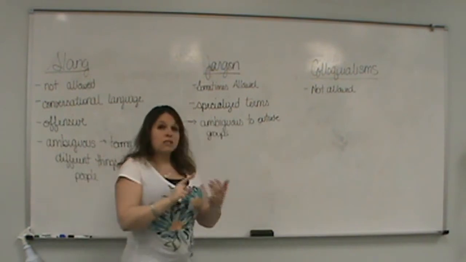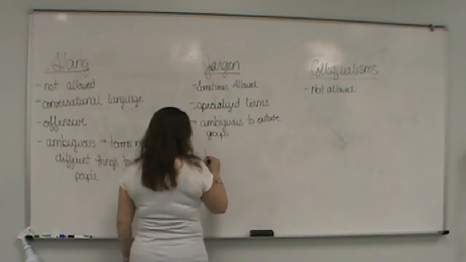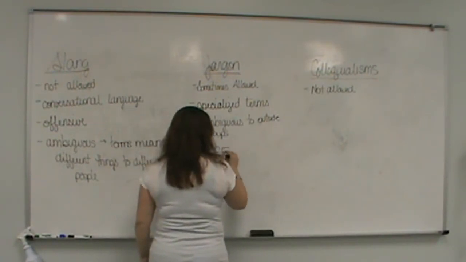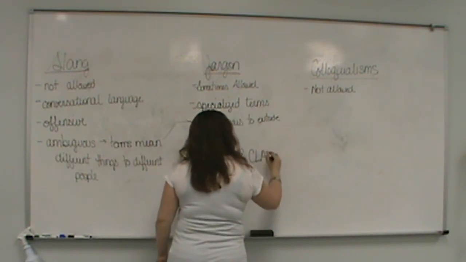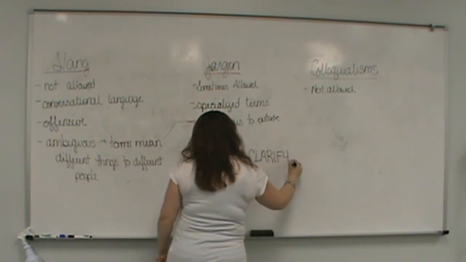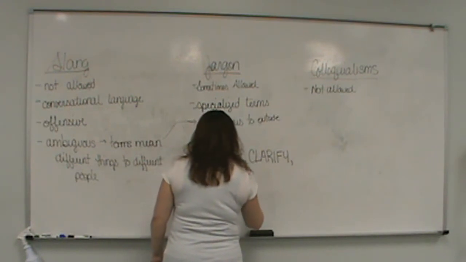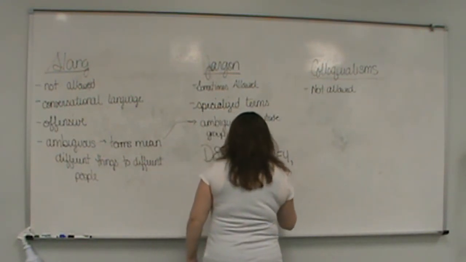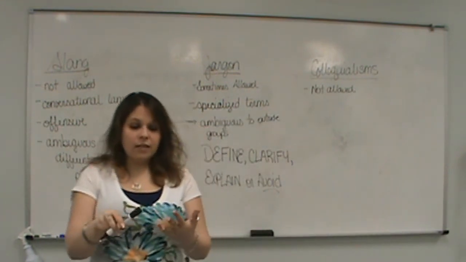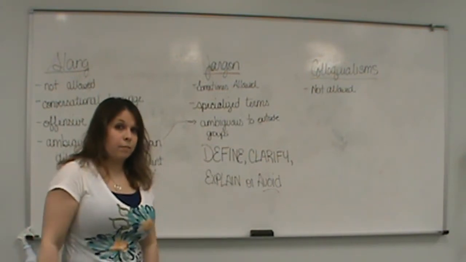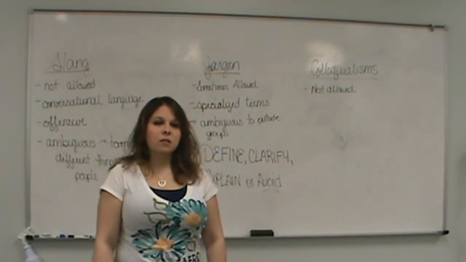So the reason that you sometimes can do it, and it's only ambiguous to some people, the big thing with jargon is you have to define it. So your options for jargon are define it, clarify it, explain it, or avoid it. Sometimes people try and use big words to make themselves sound smart, and they don't really need to.